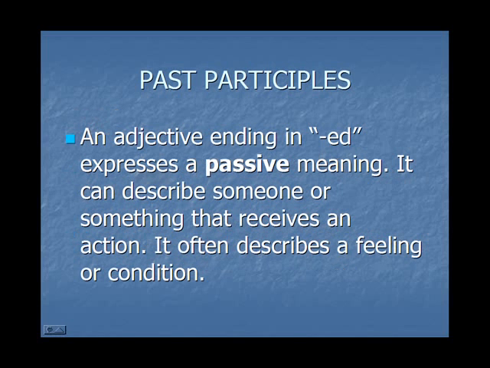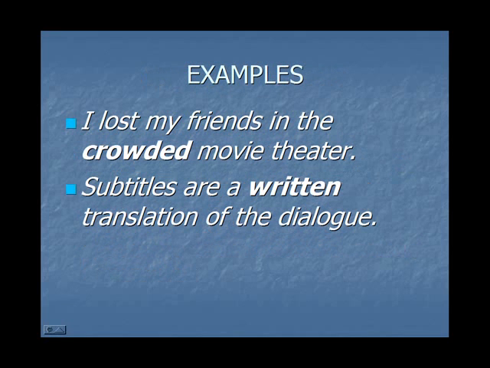Now let's talk about past participles. An adjective ending in ed expresses a passive meaning. It can describe someone or something that receives an action. It often describes a feeling or condition. Examples: I lost my friends in the crowded movie theater. Here, the adjective crowded is describing movie theater.